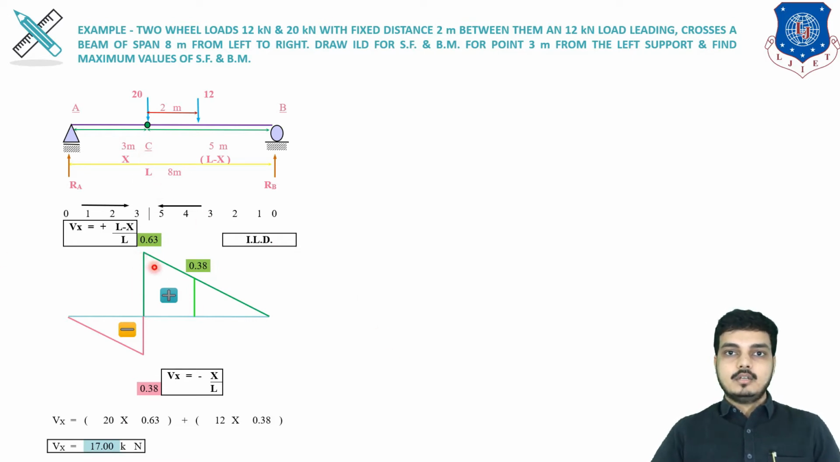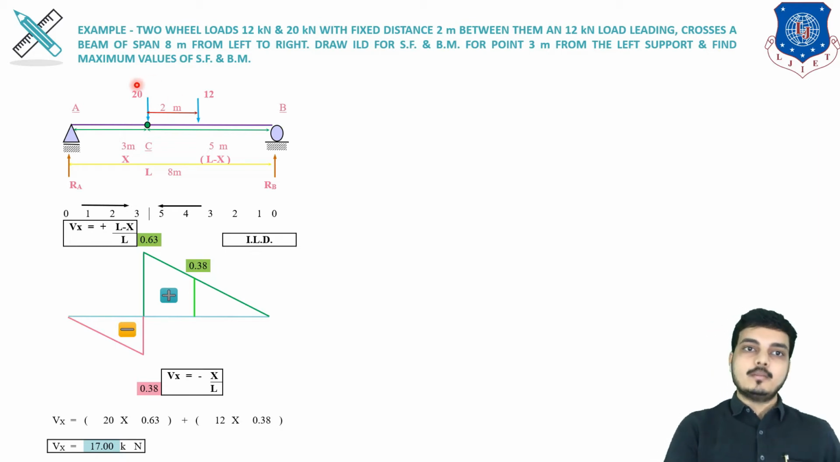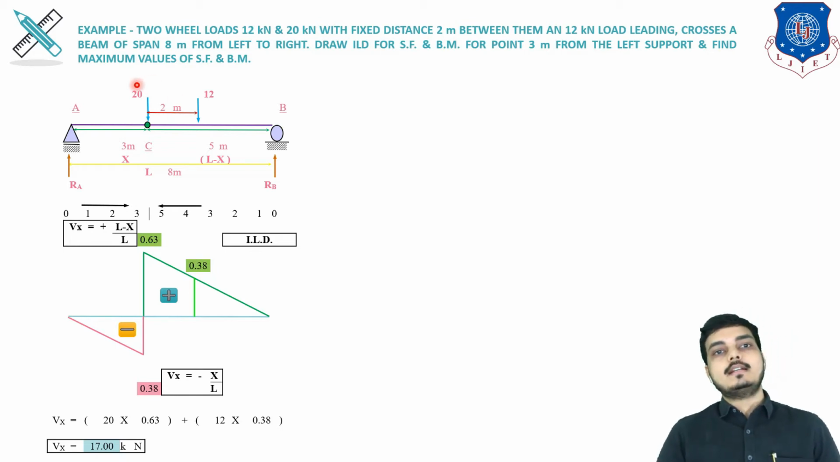Before starting, I would like to explain why I have done this. You know that this 20 kilonewton load will be multiplied with the ordinate, as we did in the previous sum, where the concentrated loads are multiplied with the ordinates. I want the maximum values of shear force and bending moment, so the maximum point load must be multiplied with the maximum ordinate to get the maximum values of shear force and bending moment. Now I will show you how it comes.